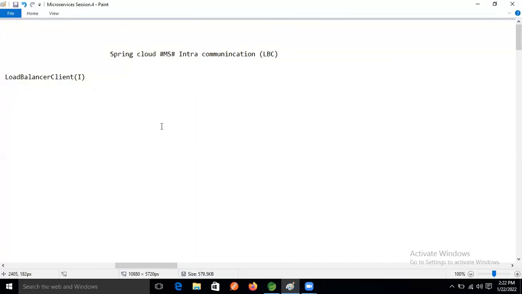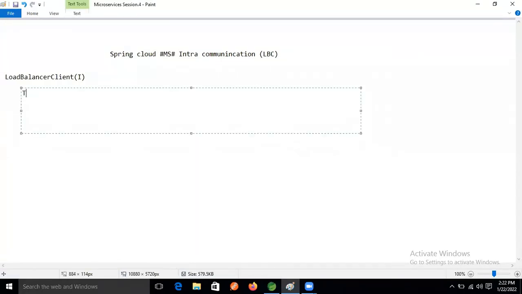Using the load balancer client, what is this client used for? It is used to fetch data from the Eureka server. And how are we fetching the data? Using the service ID, right? Using the service ID.